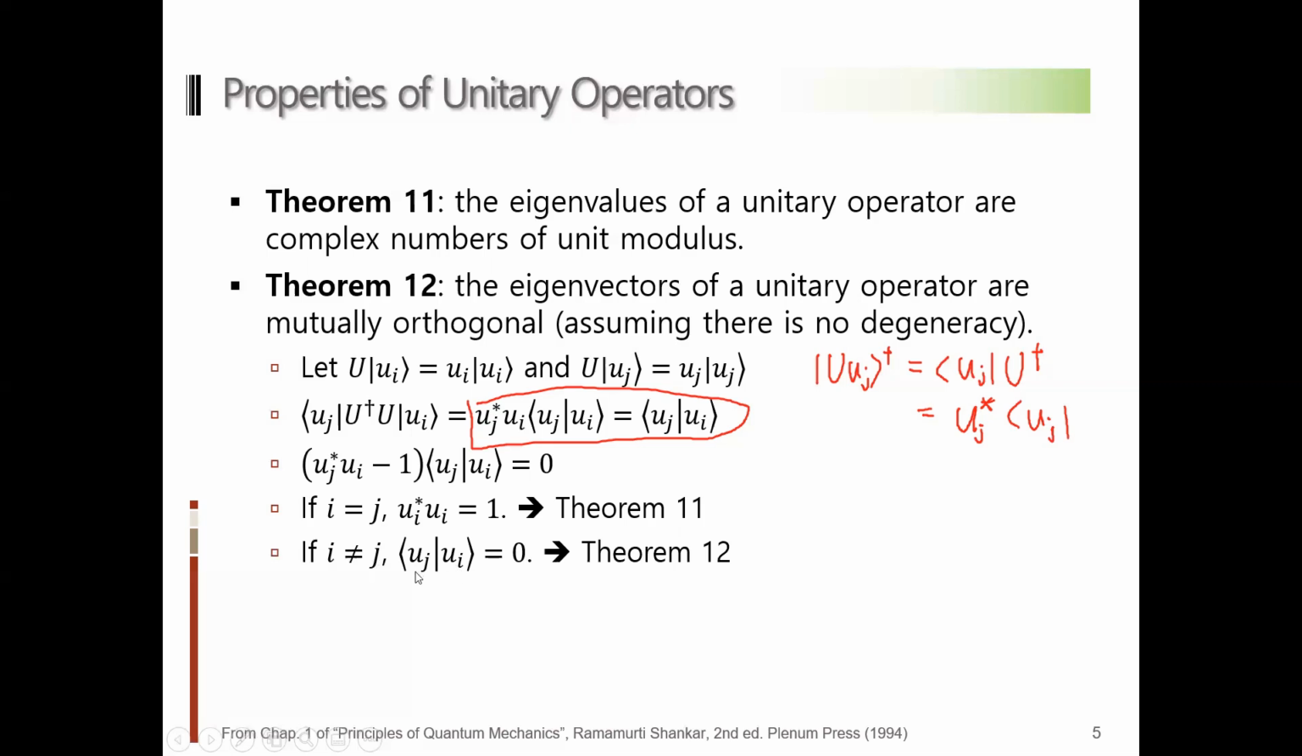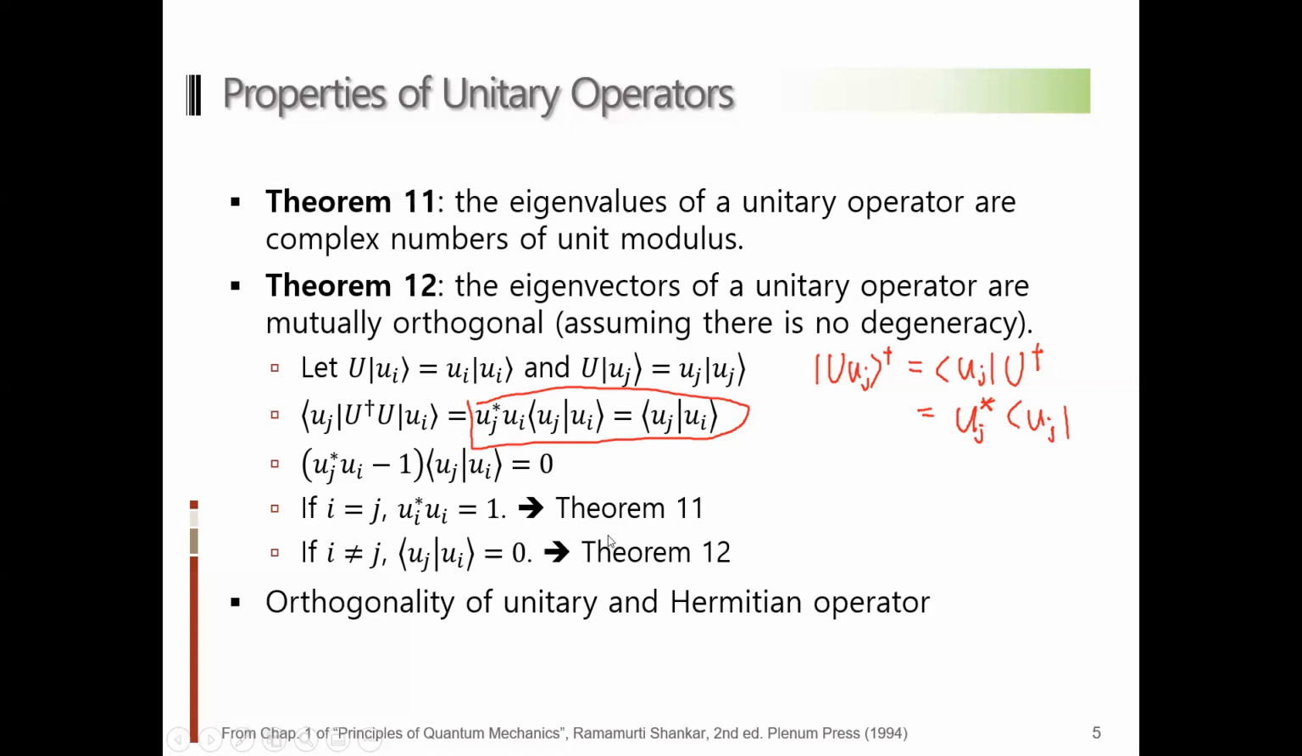Well, the inner product of two vectors being 0 means that the two vectors should be orthogonal to each other. So yeah, theorem 12 is naturally derived.